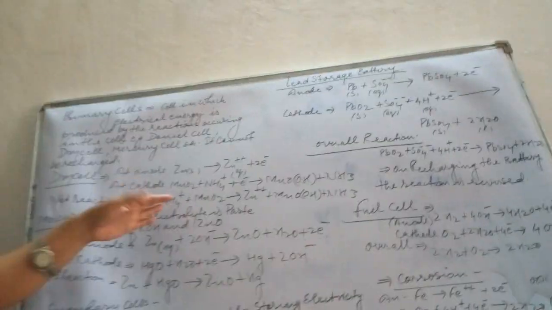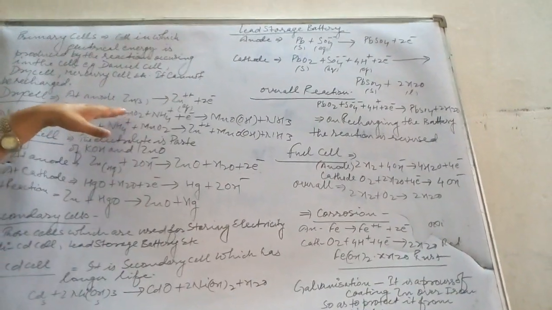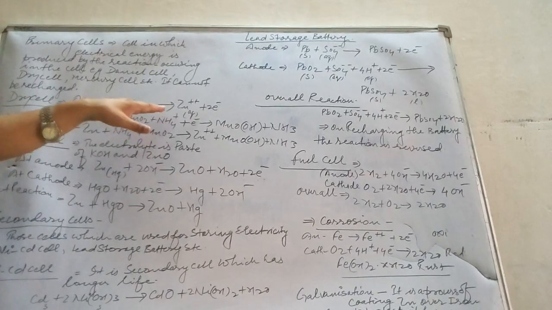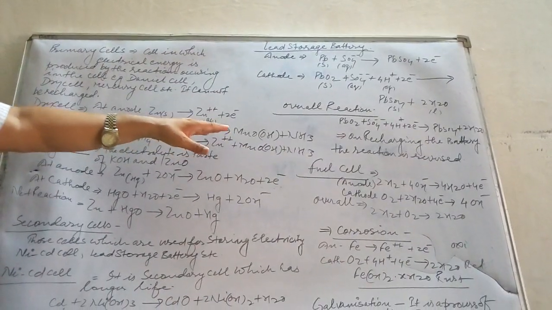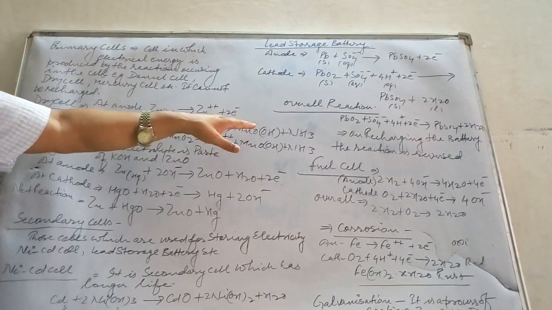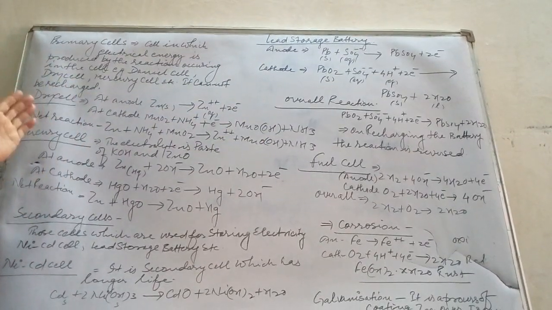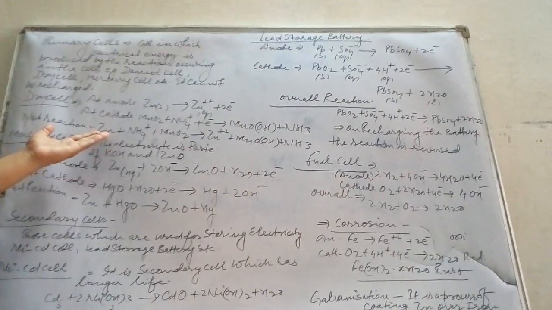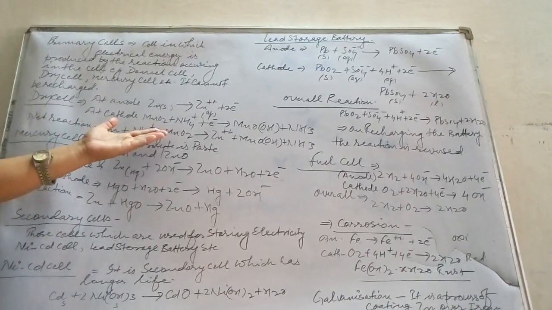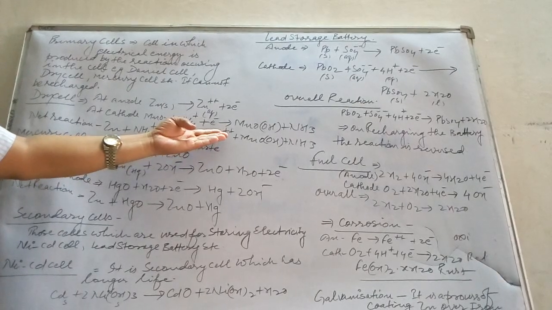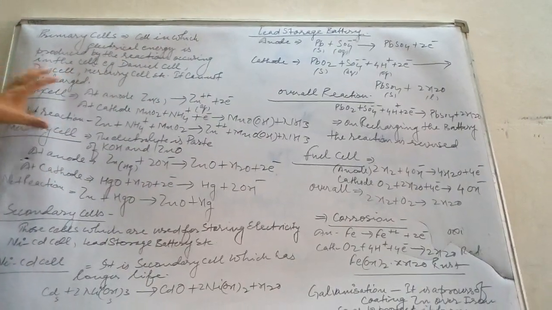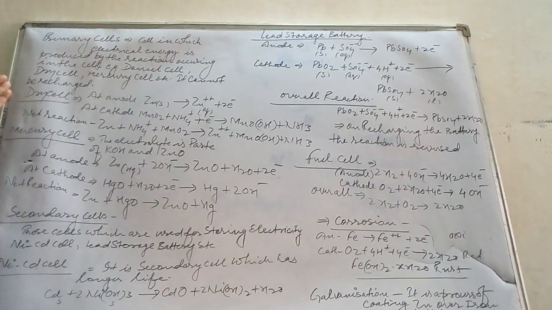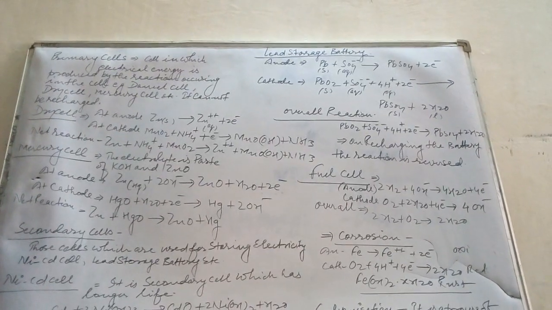And at the cathode, there is a paste of manganese dioxide and ammonium chloride. So MnO2, manganese dioxide, reacts with ammonium ions with excess electrons, and it gives manganese oxyhydroxide and ammonia. Finally, the net reaction we can write as: Zn plus NH4+ plus MnO2 gives Zn2+ plus MnOOH plus NH3. Dry cells are used one time, and the cell potential of a dry cell is approximately 1.5 volt.